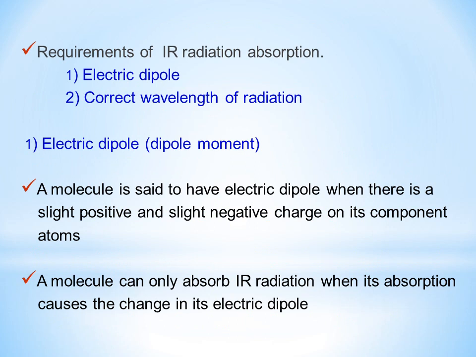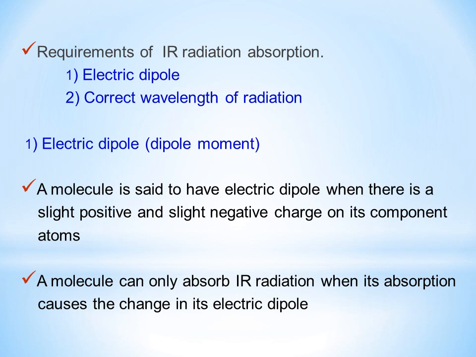There are some requirements a molecule should possess to absorb IR radiation, and those requirements are: first, an electric dipole, and second, the correct wavelength of radiation. Now we are going to discuss electric dipole, which is also called dipole moment.